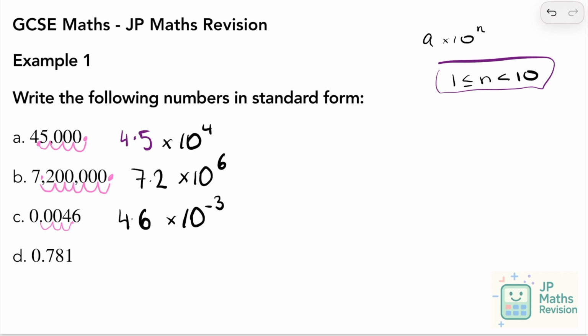This example here, 0.781, I'm going to put the decimal place where the number would be between 1 and 10. So this time it's 7.81. And we can see again, it's been moved 1 space. So it's going to be times 10 to the power of minus 1.